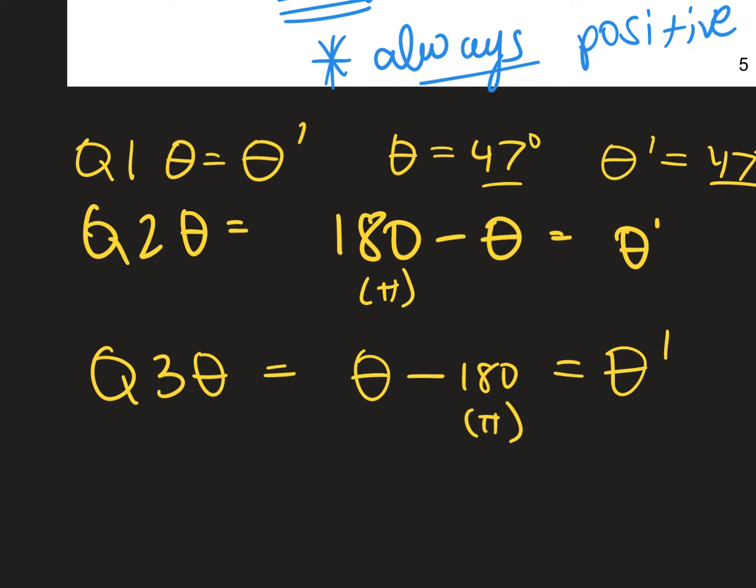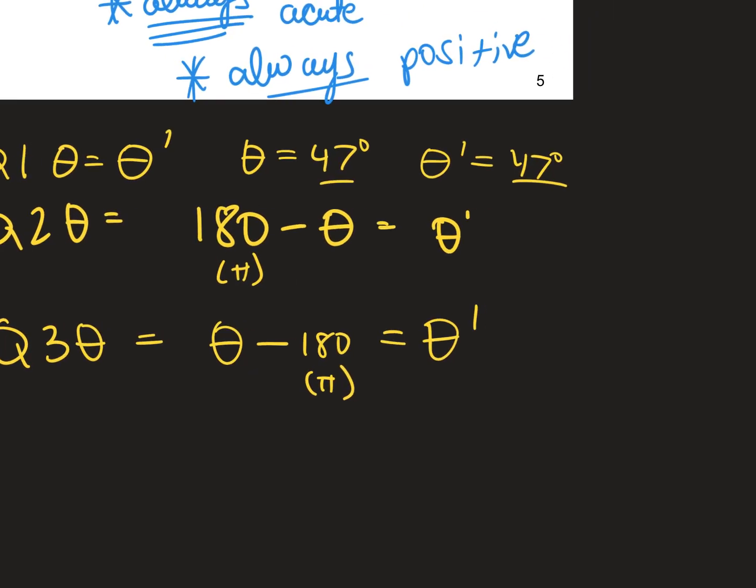Remember, there's two things you have to remember. Your reference angle is always going to be positive and always going to be acute. So if you're in quadrant 3, think about where that is. Quadrant 3 is over here. This is 180 and this is 270.